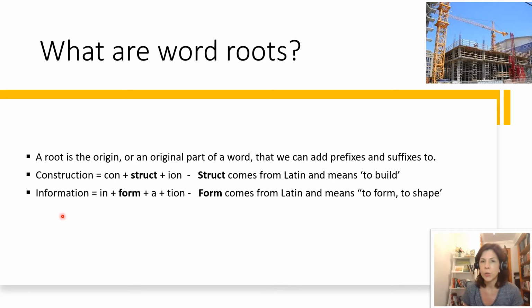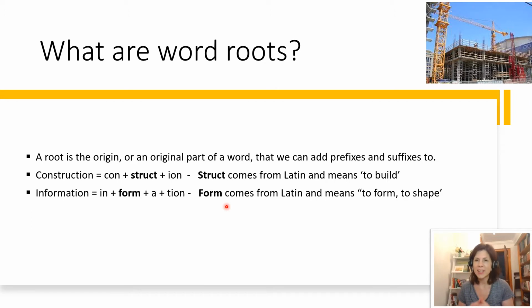Let's look at another word, information. We have our prefix in, which literally means in. We have form, which is our root. We have a connective letter, and then we have our suffix shun. Form also comes from Latin, and it's a transparent meaning, to form or to shape.